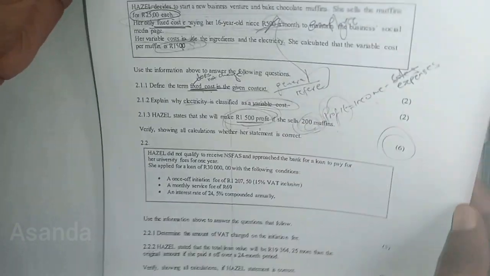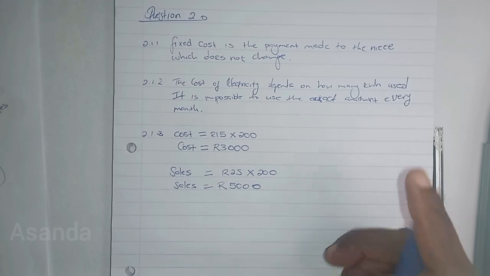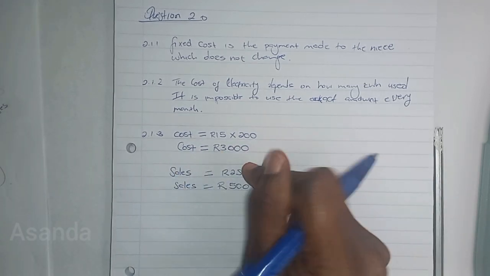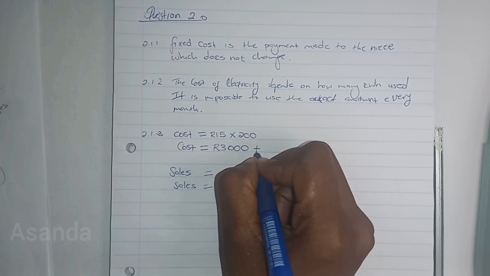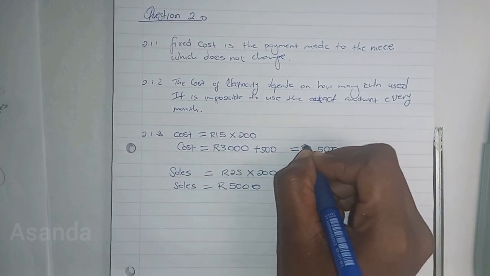The fixed cost, that was the fixed cost. So she pays 500 rand. So this month she's also going to pay 500 rand. So that's what we're going to do. I'm just going to say, okay, the cost is 3,500 rand. I'm also going to add 500 rand there, and the cost will be 3,500 rand.